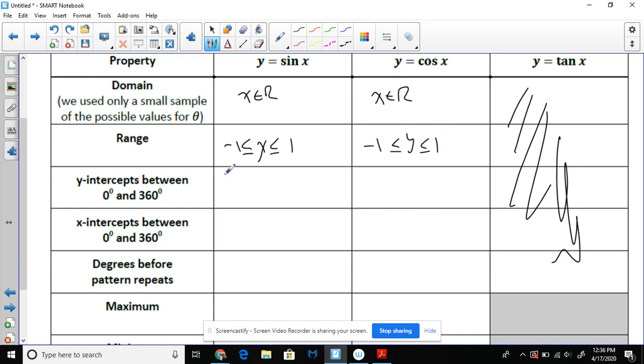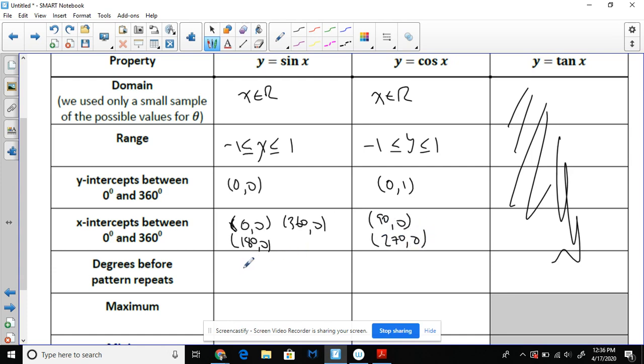Okay, the y-intercepts between 0 and 360 for sine. Well, sine had a y-intercept at (0, 0). Cosine had an intercept at (0, 1). The x-intercepts for sine were (0, 0), and then I had one at (180, 0), and then I had one at (360, 0). For cosine, my x-intercepts were at (90, 0) and (270, 0).